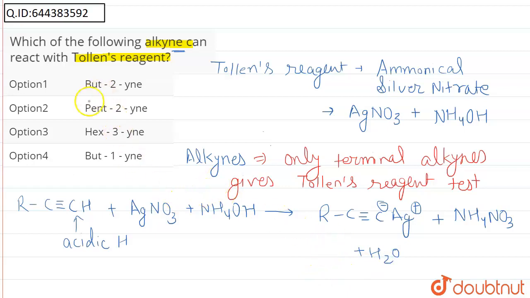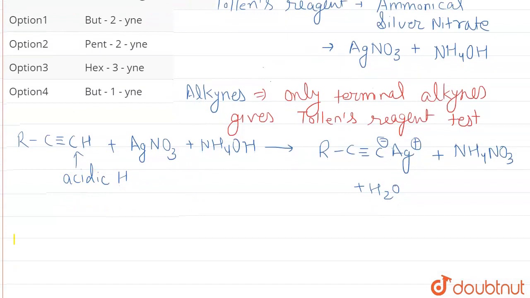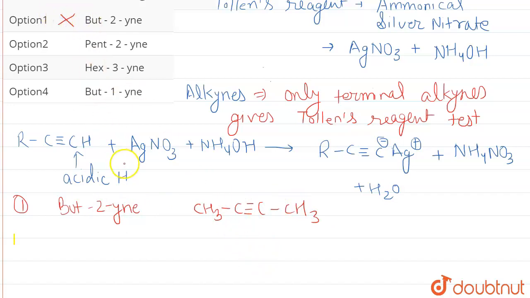So let us check the options to see which of them is a terminal alkyne. So here it is butyne. In the case of this butyne, it is not a terminal alkyne, as the structure is CH3-C≡C-CH3. As it is not a terminal alkyne, it will not give this test.